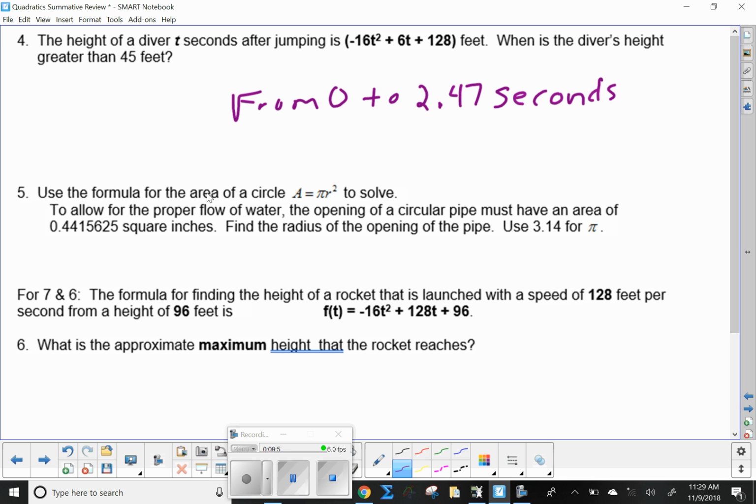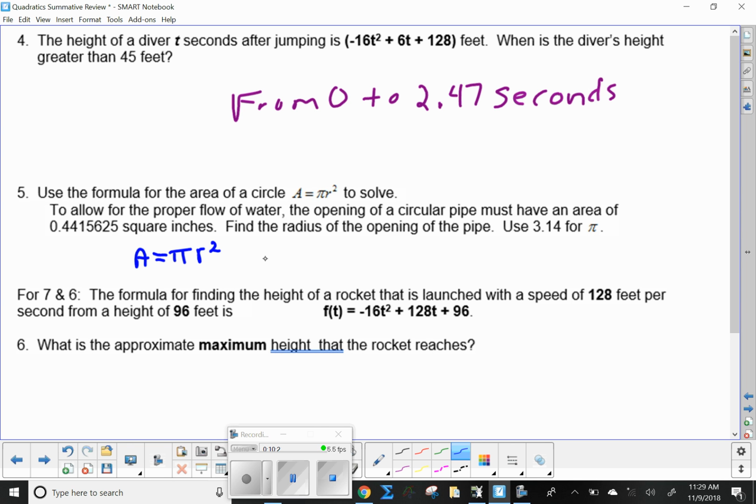Using the formula for the area of a circle to solve, to allow the proper flow of water, the opening of a circular pipe must have an area of this many square inches. Find the radius of the opening of the pipe. Use 3.14 for pi. Well, this is just solving an equation. Area is equal to pi r squared.